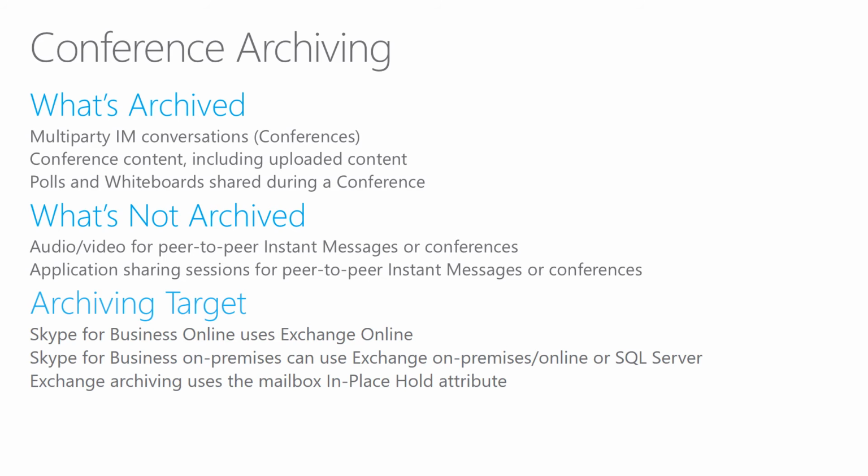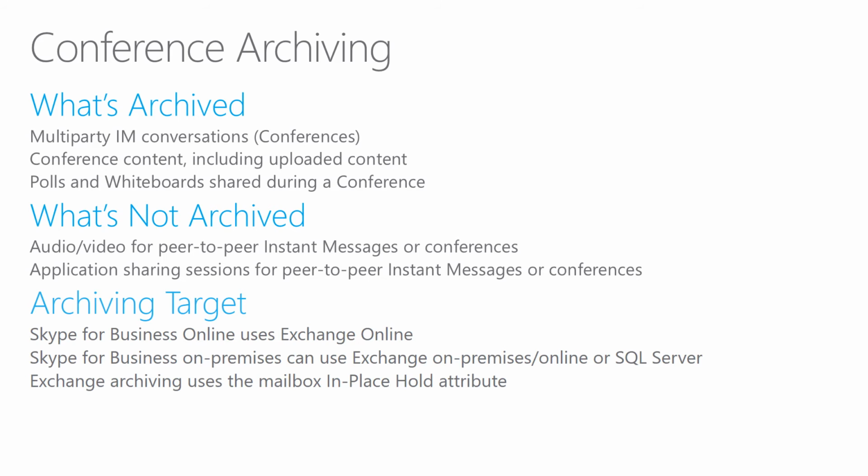Perhaps most importantly, what is actually archived as part of conference archiving? There are three general content types that are archived. First, multi-party IM conversations. Secondly, conference content, including uploaded content, and lastly, polls and whiteboards that were shared during a conference. It's important to note that audio, video, and application sharing sessions are not archived as part of conference archiving.